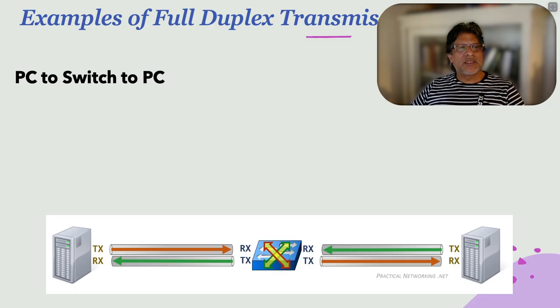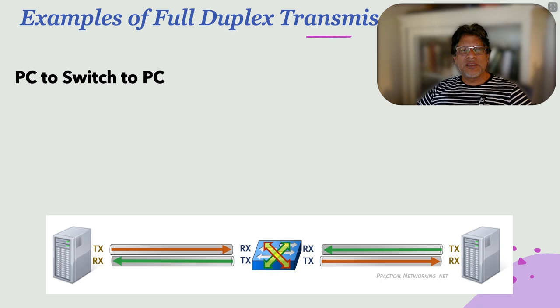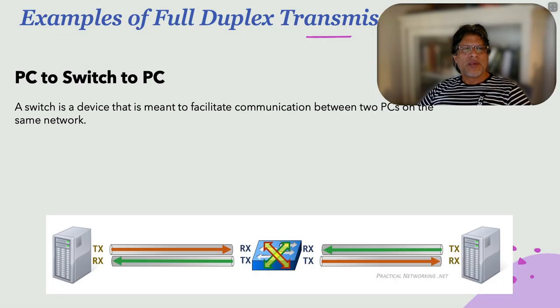So whenever you connect a PC to a switch or a switch to a PC, everything works perfectly, and you can use a regular CAT cable or category 5 cable, for example. We'll talk about categories of different cables at a later stage, but at this time it's important to understand that if you're connecting a PC to a switch, you can use a regular patch cable. A switch is a device that is meant to facilitate communication between two PCs on the same network. We will talk about hubs and switches and routers at a later stage. For right now, we're trying to just look at the cabling information.